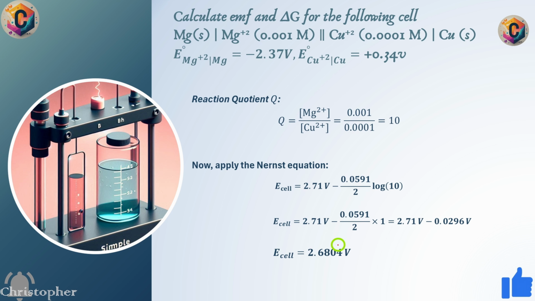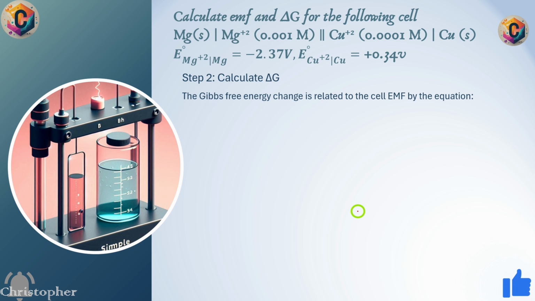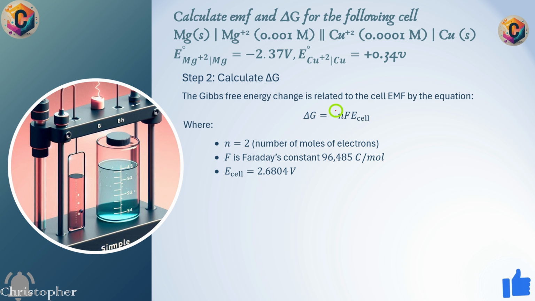Still, what should I now find? I have to find delta G for this cell. So what's the formula to calculate delta G? The formula is minus nFE cell. What things are required for finding delta G? I need to know the n value, I need to know F, I need to know E cell. For this question, we already know all these things.